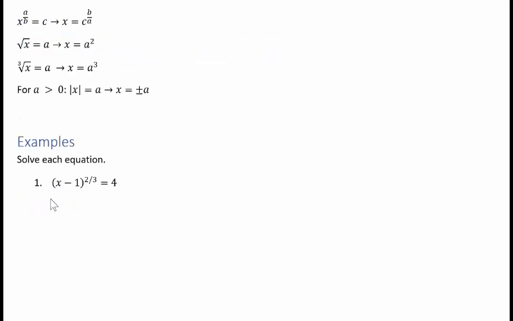So this first example, we have the quantity x minus 1 to the 2/3 is equal to 4. And because this involves a rational exponent, we're going to try to get rid of that rational exponent because our goal is to isolate x. So we're going to raise each side to the 3/2 power. Okay, so what we're left with is x minus 1 on the left and 4 to the 3/2.